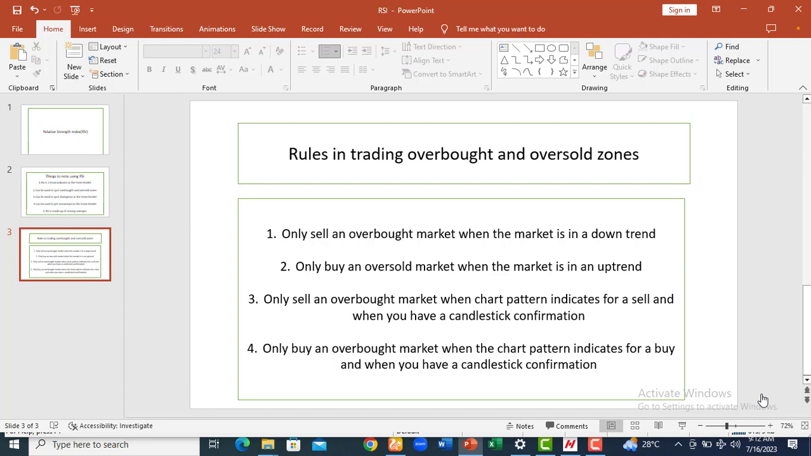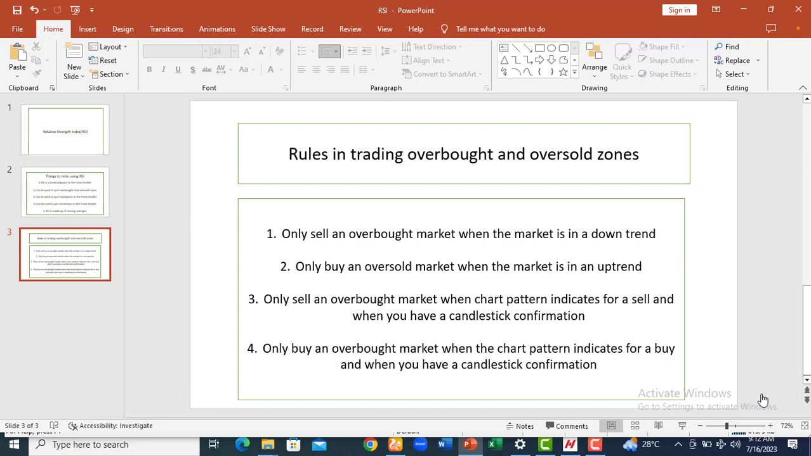No. Make sure that it has given you a chart formation showing that the market will still sell. Probably giving you a normal double top, giving you your head and shoulder pattern, showing that this market will sell. Not only that, with a candlestick confirmation. If chart and the candlestick criteria are not met, you shouldn't sell the market when the market is overbought. So it works hand in hand with chart pattern.